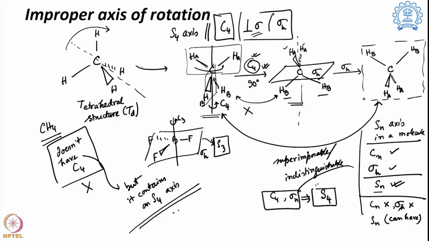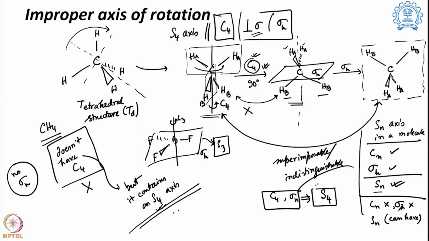And methane is one of the biggest examples of it, where I do not have a C4 and in this methane molecule I do not even have the sigma h. The molecule does not have any sigma h plane anywhere else. So, no sigma h, no C4, but we still have an S4 axis. So, that is why the improper axis of rotation is very important in this respect.